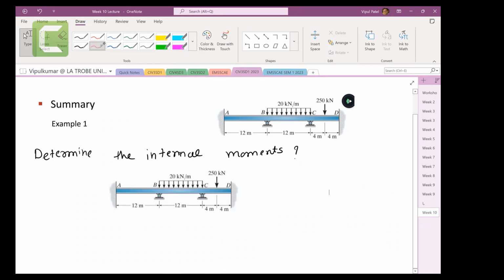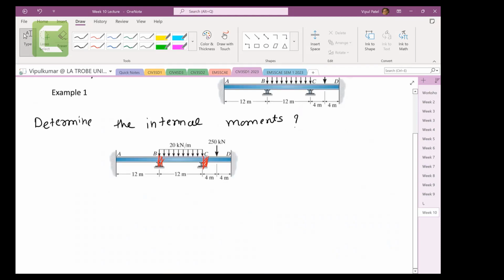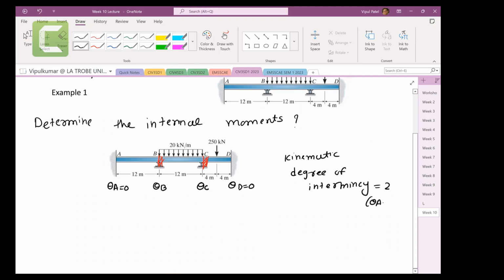Now, to calculate the internal moments, we're going to fix these ones and we're going to fix these ones, right? Because we have theta A equal to 0 here, theta B is not 0, theta C is not 0, and theta D equal to 0. So we have kinematic degree of indeterminacy equal to 2, which is theta B and theta C, right? Because that's 2. And now we make them 0 to make it a determinate structure.